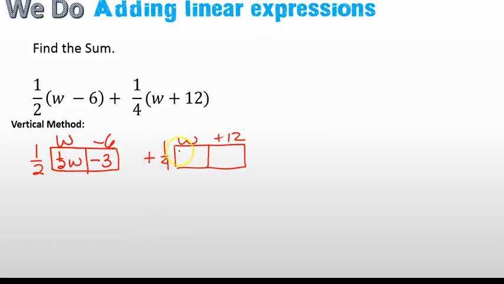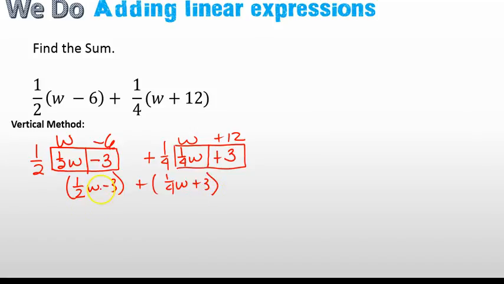So positive 1/4 times w is 1/4 w. And a positive 1/4 times a positive 12. So that's 12 times 1/4. 1/4 of 12 is 3. That's the same as 12 divided by 4. Now I'm just going to rewrite all of this without my parentheses, or without the box, sorry. 1/2 w minus 3 plus 1/4 w plus 3.